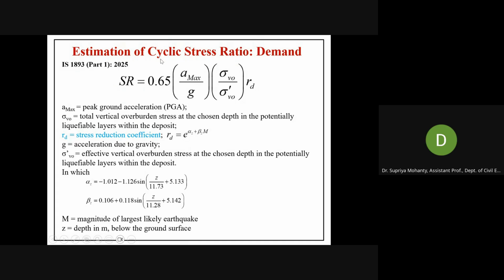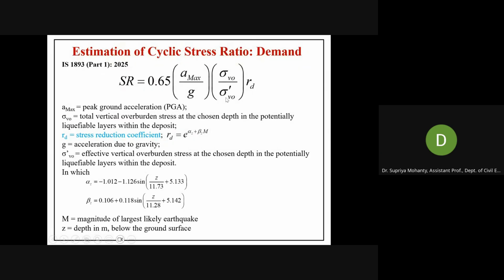In place of cyclic stress ratio, that is CSR, here it is mentioned as stress ratio only, SR. And the expression is the same: 0.65 a max by g, total stress sigma v naught to effective stress sigma v naught dash, into RD. The main change in this expression is that A max by G is nothing but your PGA value, which you can get from the code for a particular city. You have a zone factor that you need to consider here. Total stress means gamma into Z. If you know the soil density and depth, you can calculate the total stress. For effective stress, you need to know the water table information. Once you have the pore water pressure information, total stress minus pore pressure will give you the effective stress at that particular depth.